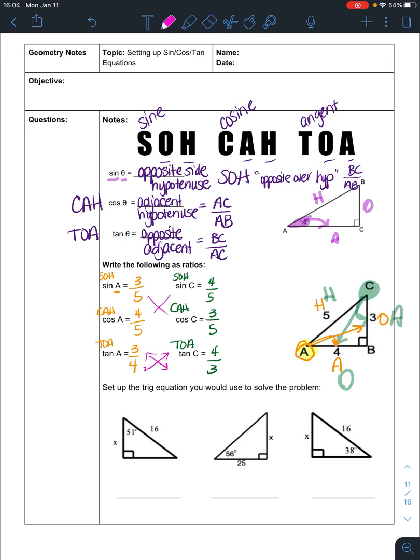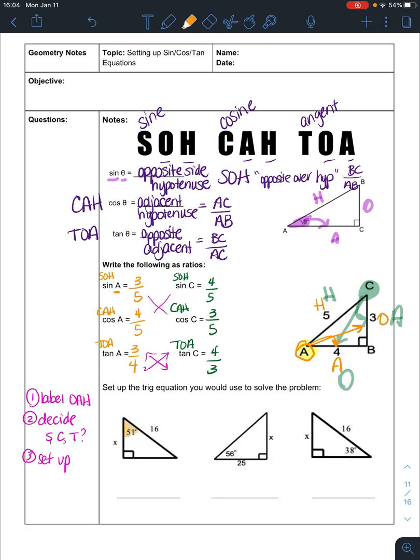So now we have to do several things, right? We have learned how to label O, A, and H. So that's what we're going to do first. We're going to label O, A, and H. Then we're going to decide, do we use sine or cosine or tangent? That's what we have to decide. And then once we do that, we can set it up, okay? When we set up our equation, then we can use our SOH CAH TOA: opposite over hypotenuse, adjacent over hypotenuse, tangent is opposite over adjacent, to set it up. So here's what it will look like every time.